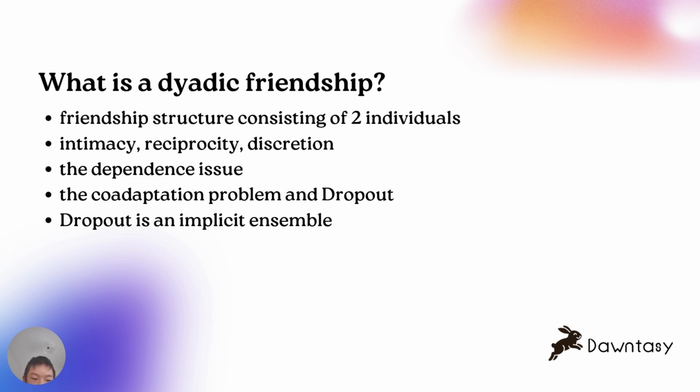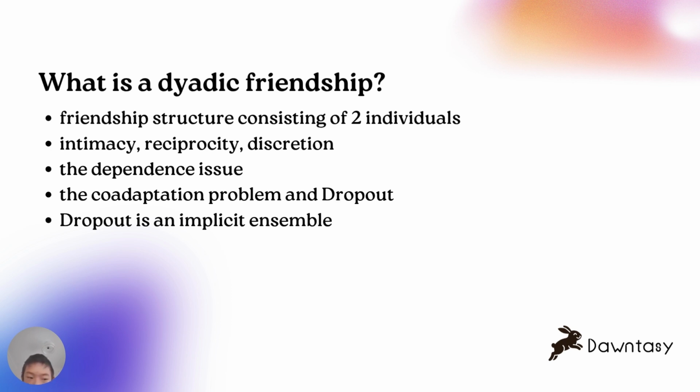A dyadic friendship, or a dyad for short, is a friendship structure that consists of just two individuals, so one-on-one, basically you and someone else. As you can clearly see, this dyadic friendship is obviously very intimate, because there's only two members. It's characterized by reciprocation too, so you return equally as much as the other person, typically, in general. But there's also a subtle problem.